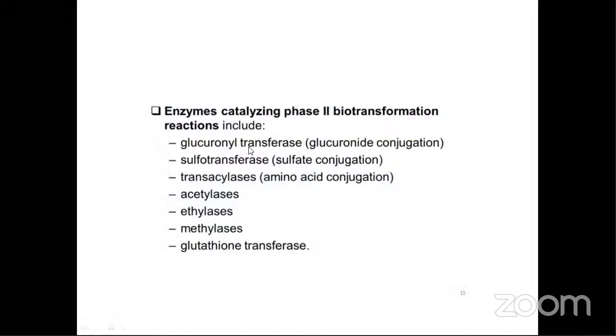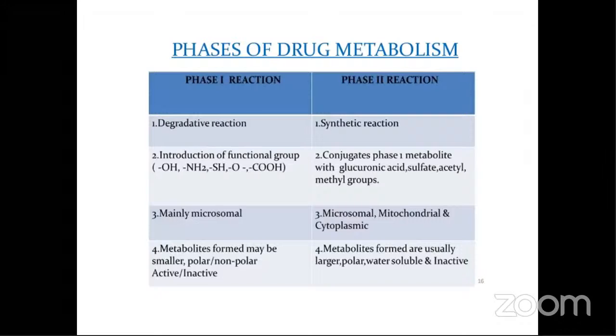You have to remember which enzyme is responsible for sulfate conjugation: that is sulfotransferase. For glucuronide conjugation, you have glucuronyl transferase. For amino acid conjugation, transacylase. Like that you remember. Then you can also give examples. Then phases of drug metabolism: under phase 1, what are the processes going on, and under phase 2, what are the processes going on?